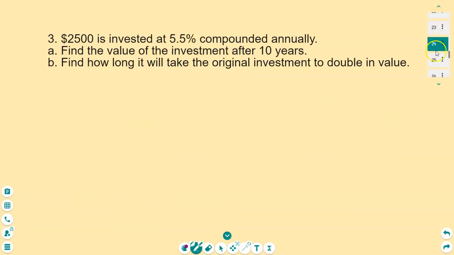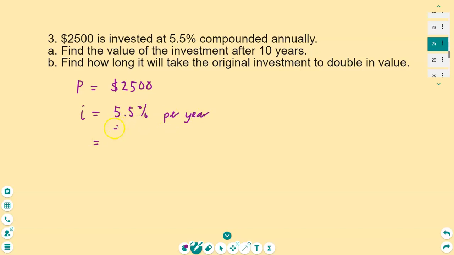Try it out. And this is the final question. So well done for making it this far, okay? Okay, $2,500 is invested. Okay, well, we know that that is the initial principal, that initial value. Write it straight down into your data table. At 5.5% compounded annually. We've got a percentage, which is our rate, 5.5%, okay, per year.